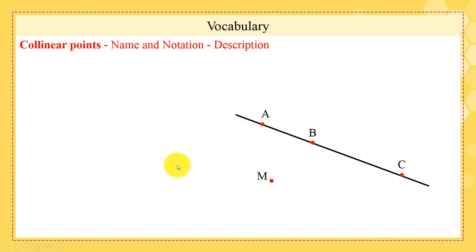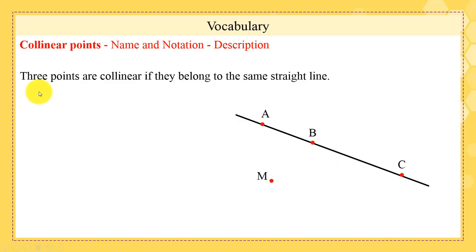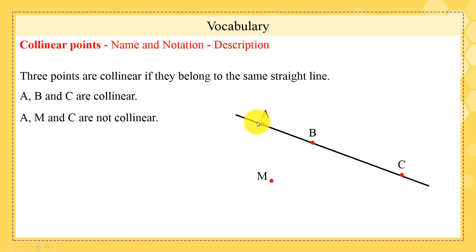What is a collinear point? 3 points are collinear if they belong to the same straight line. A, B, and C are collinear because they belong to the same straight line. A, M, and C are not collinear. Let's see. A, M, and C. Yes, because M is outside the straight line AC.